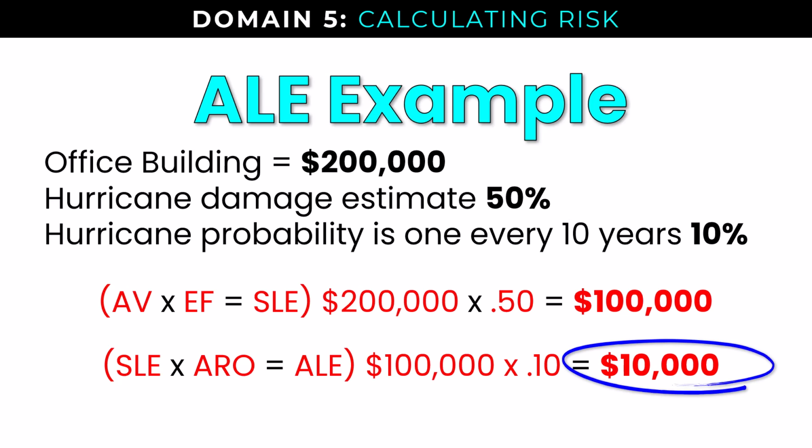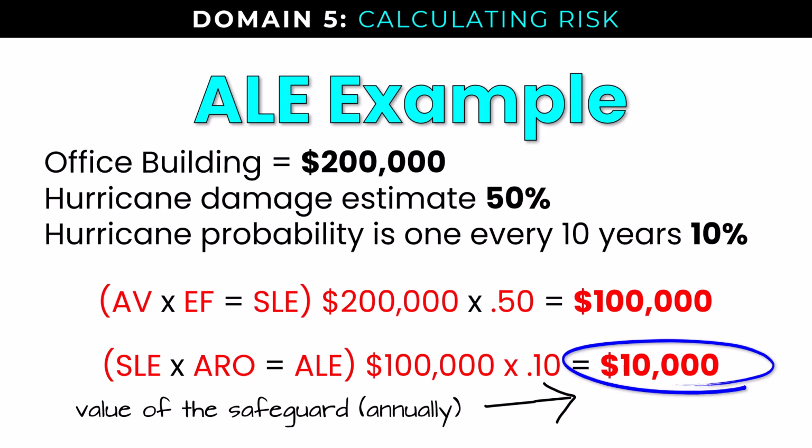So $10,000 is the magic number there. That is the value of a safeguard on an annual basis, the maximum value. So if I could insure my office building for less than $10,000 a year, that is going to be break even or better. If the insurance company said, you're on the Gulf Coast, we're going to charge you $15,000 a year for this insurance, well, it would be less expensive to just keep the money and pay for the damage when it actually occurs. Now, certainly I'm taking a risk there, because what if a hurricane happens more than once every 10 years? But on the other hand, what if it happens less than once every 10 years?